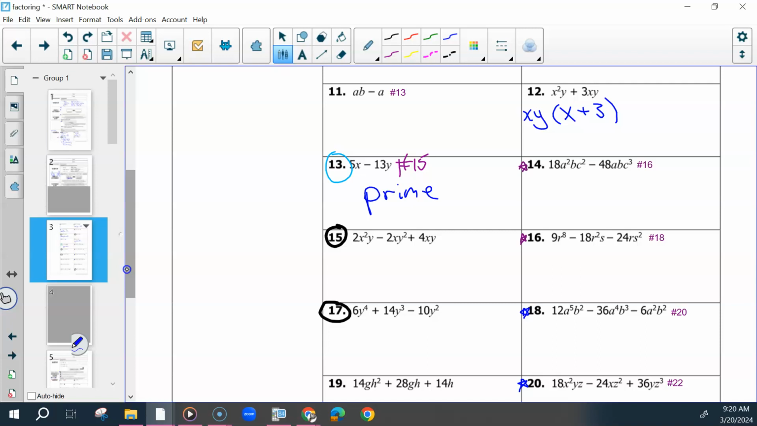Alright, 14. What is the highest number these both share? And if you need to list out all the factors of 18, all the factors of 48, do that. Six. And then, do they have variables in common, and how many of each?